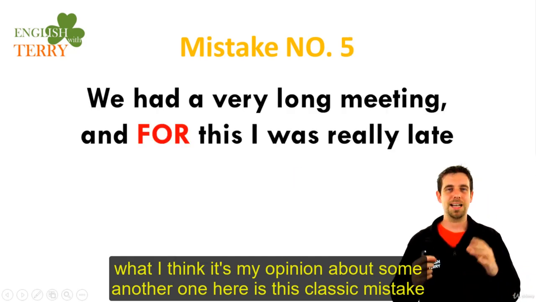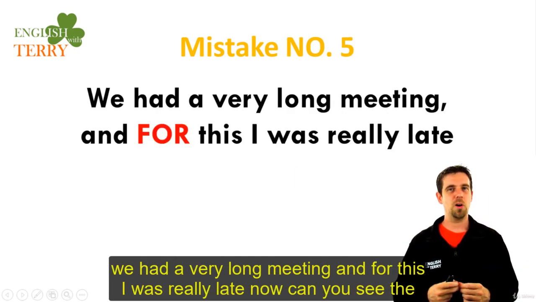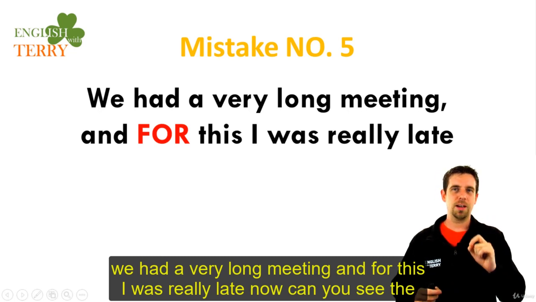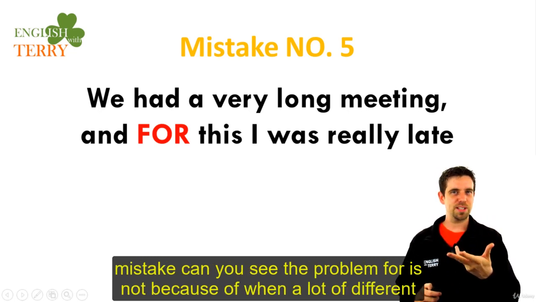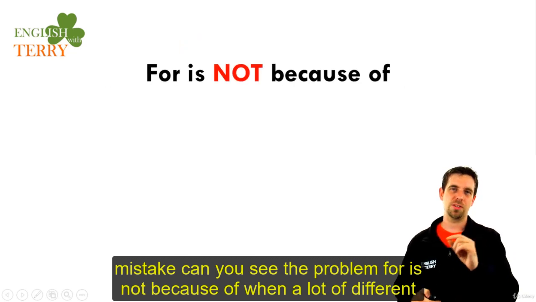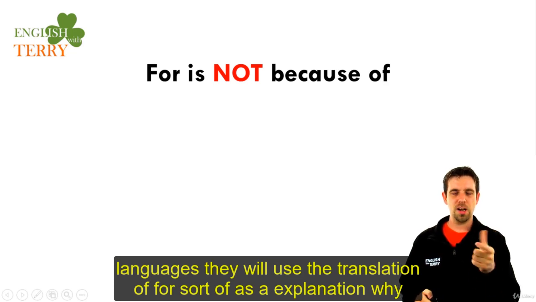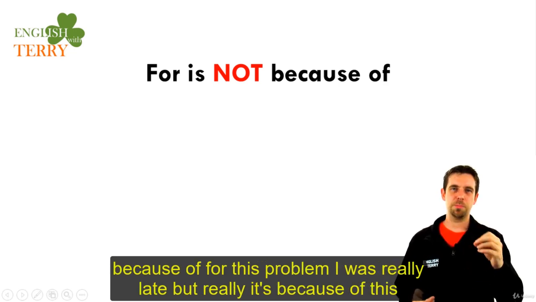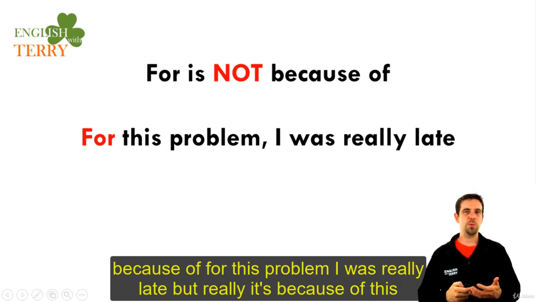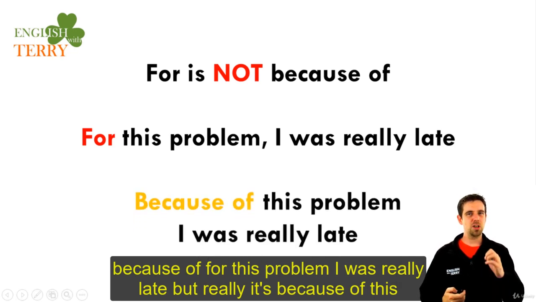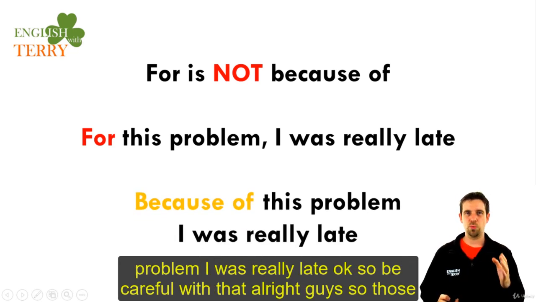Another one here is this classic mistake. We had a very long meeting and for this, I was really late. Now, can you see the mistake? Can you see the problem? "For" is not "because of". A lot of different languages, they will use the translation of "for" sort of as an explanation why. It's "because of". For this problem, I was really late. But really, it's because of this problem, I was really late. Okay? So be careful with that.